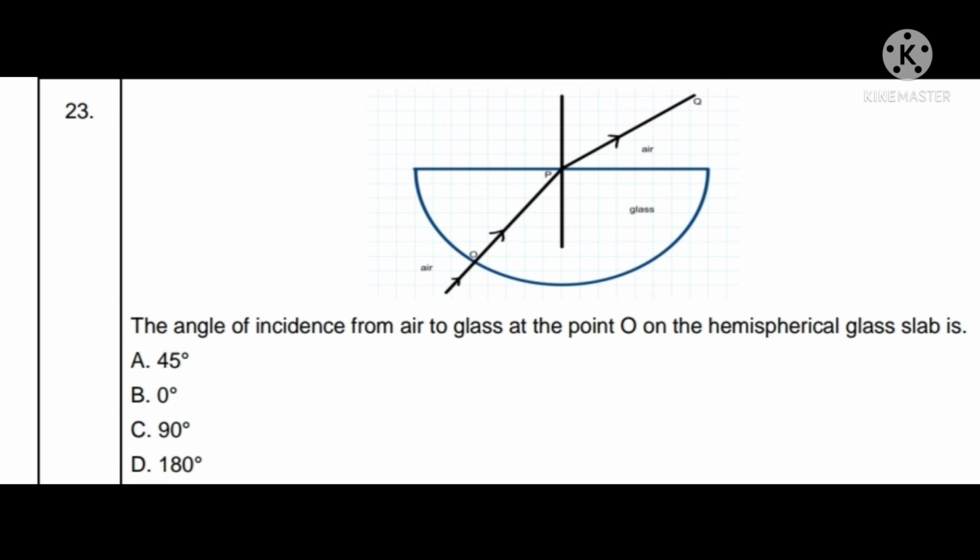Question number 23. The angle of incidence from air to glass at the point O on the hemispherical glass slab is: 45 degree, 0 degree, 90 degree, 180 degree. Here the answer is option B, 0 degree.